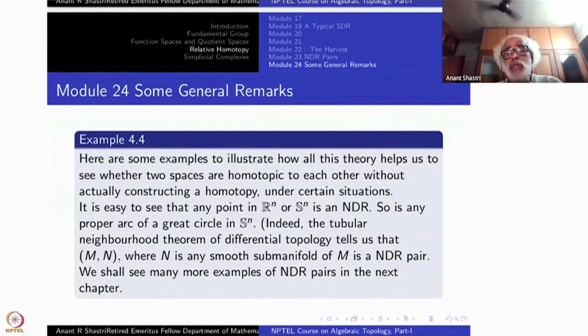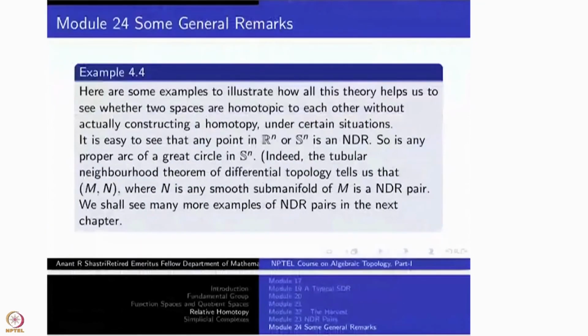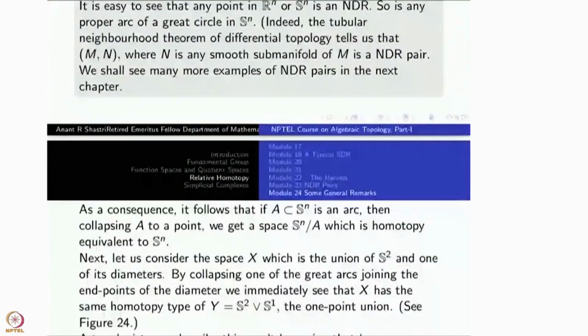So the tubular neighborhood theorem in differential topology, if you have learned, will tell you that a manifold and a submanifold, let us say closed submanifolds, or compact one, whatever. In general, manifold and submanifold is good enough. That forms an NDR pair. Later on, when you study simplicial complexes, you will have many examples of NDR pairs. In particular, when you have NDR, namely inclusion map is a cofibration. That's the easier way to say the whole thing, right?